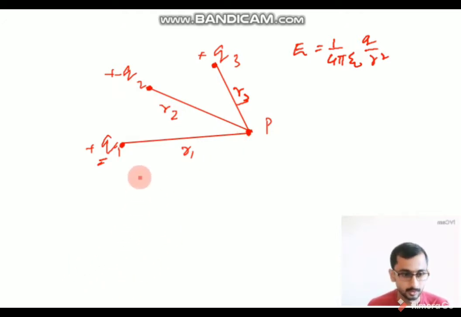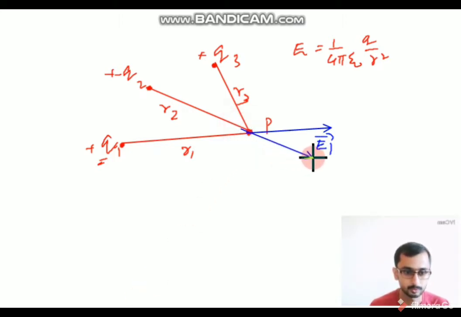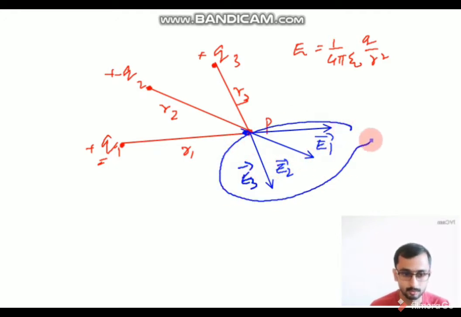So here, if you consider q1, the electric field due to q1 will be along this direction. Let it be E1. E1 is along this direction, and due to q2, that will be along this, E2, right? Similarly, for q3, that will be along this, E3. Now if you add all these electric fields, you will get the net electric field at the point P.